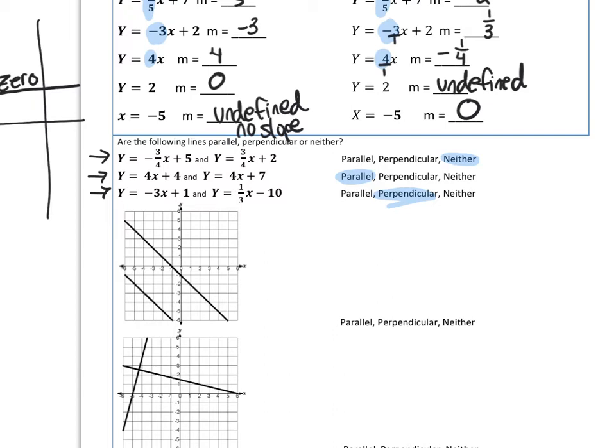Well, one thing I just want to point out here, this is a common trick that you might see on tests. We have -3/4 and we have +3/4. Those are not perpendicular because we don't have a reciprocal. If we had -3/4 and +4/3, they would be perpendicular. They're not parallel because they have opposite signs. One is negative and one is positive. So the best we can say about these is neither. They intersect, but they're not parallel or perpendicular.